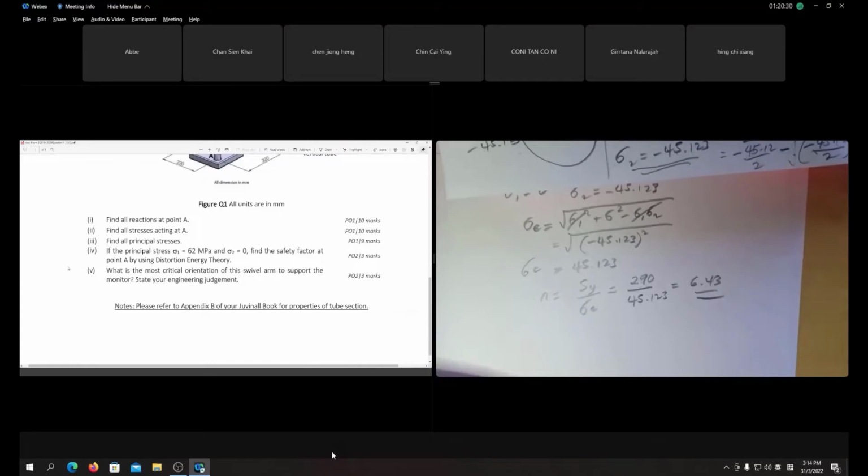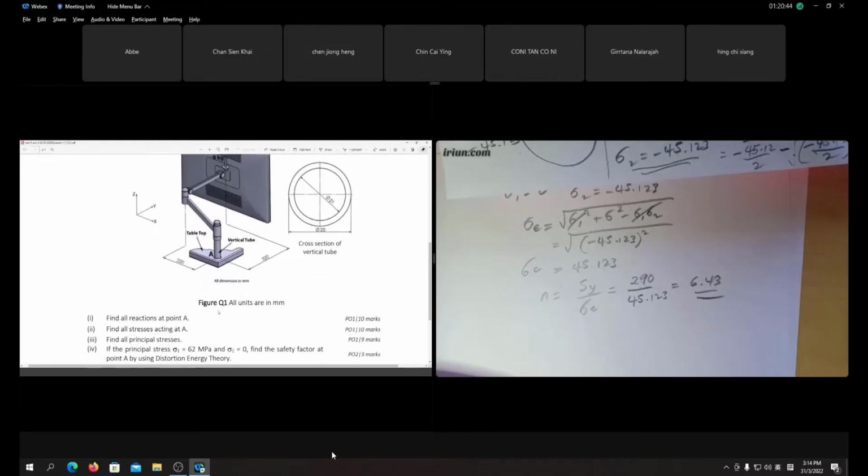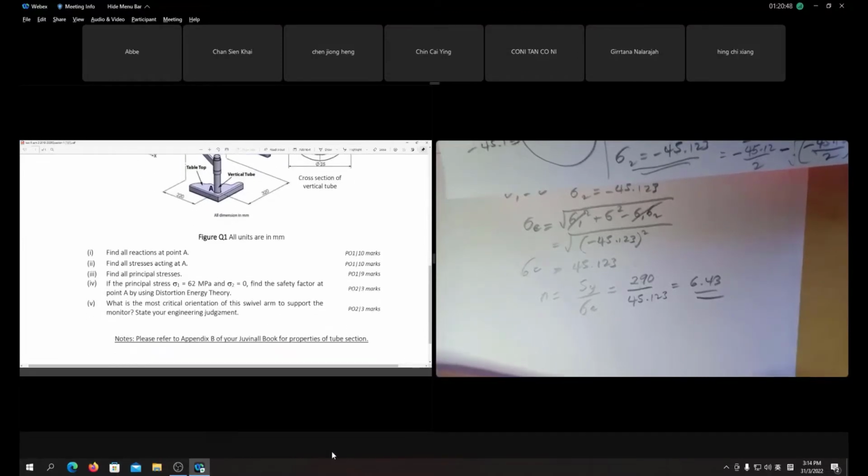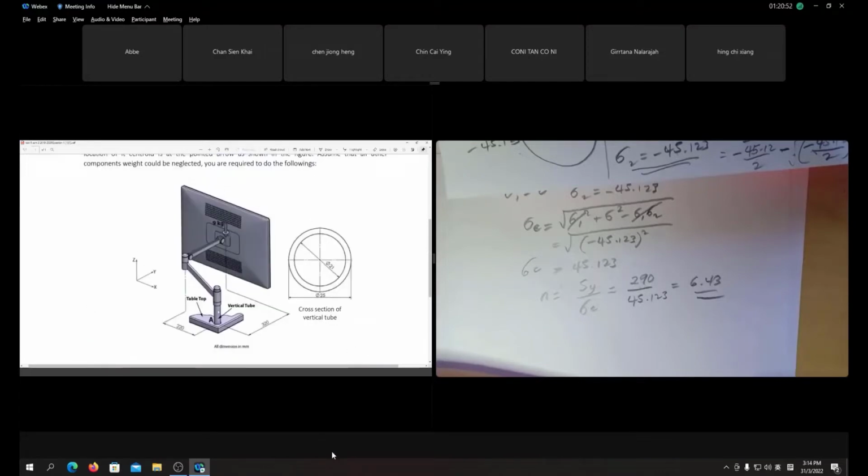This is the next question, 3 marks. What is the most critical orientation of the swivel arm supporting the monitor? State your engineering judgment. Exams often ask this. In what condition is it the most critical? You don't need to do calculation, just your judgment. Explain in writing, just a short statement.